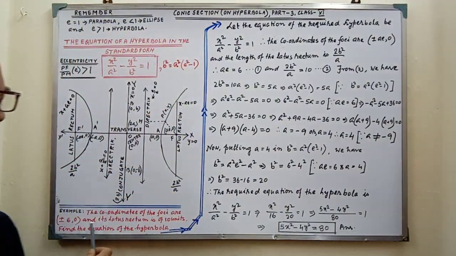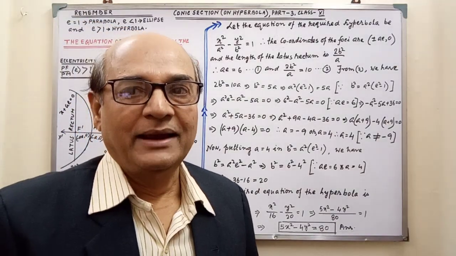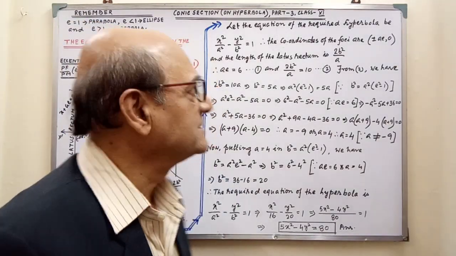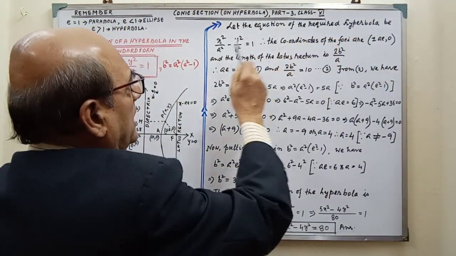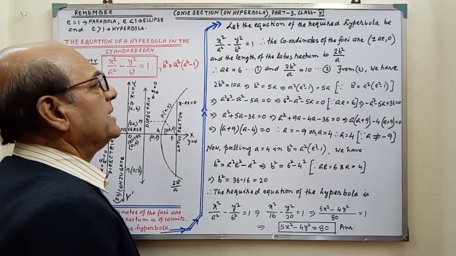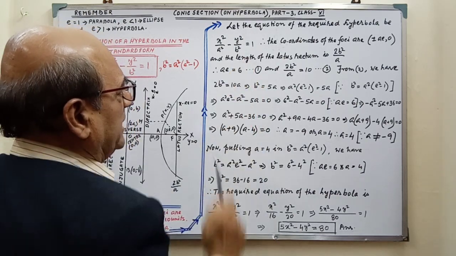On this, one sum is given: the coordinates of the foci are plus minus 6, 0 and its latus rectum is 10 units. Find the equation of the hyperbola. What is given, you have to understand clearly, and the equation of the hyperbola is required. Let the equation of the required hyperbola be x square by a square minus y square by b square equal to 1. It is the standard form.